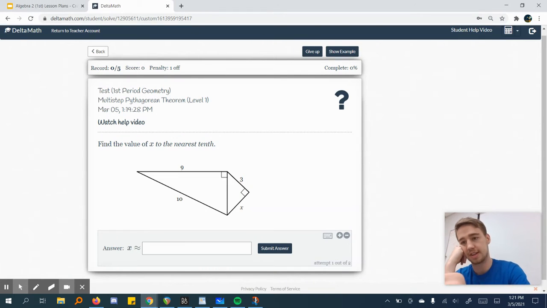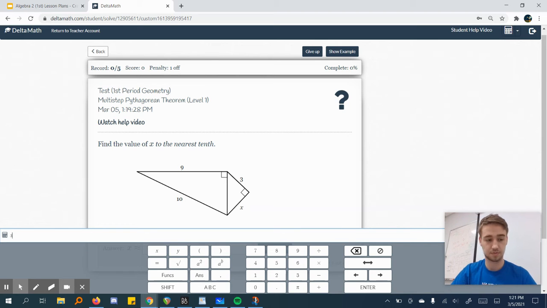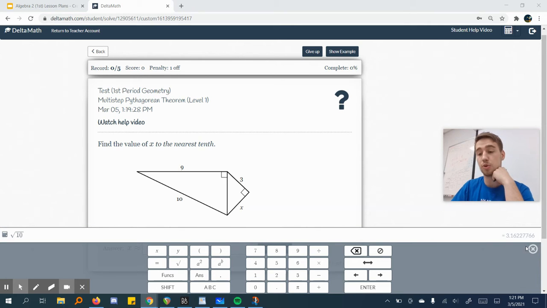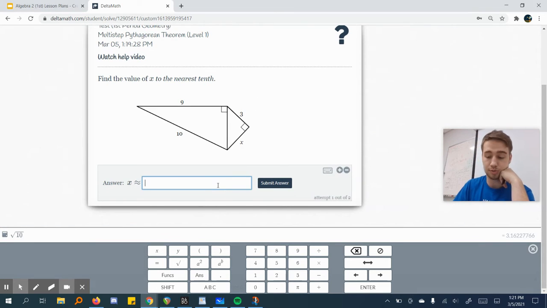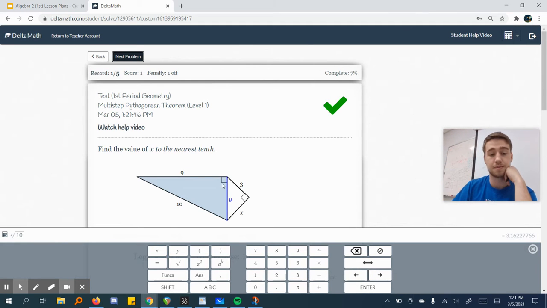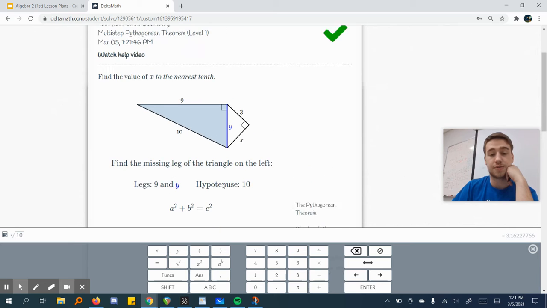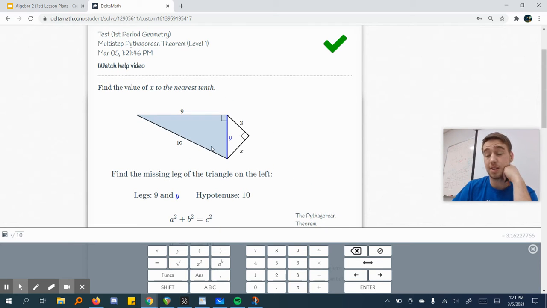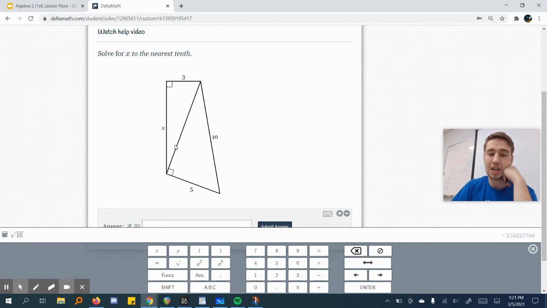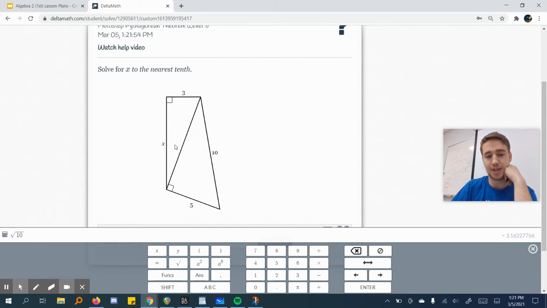But I'll put it in a calculator to show. 3.16 rounds up, and we get 3.2. We nailed it. Sometimes we need to do the Pythagorean theorem more than once, and sometimes we need to show that rectangle sides can move over in special ways.